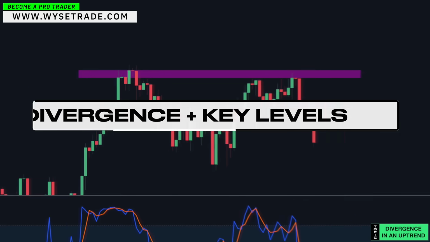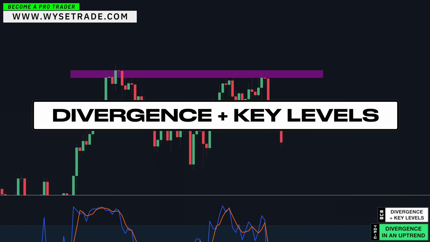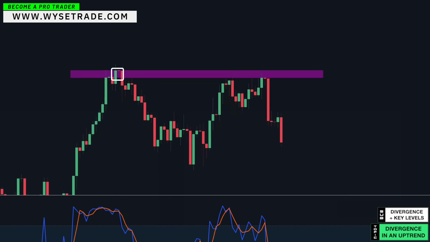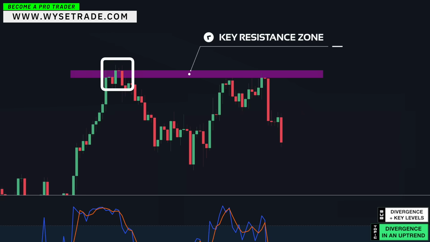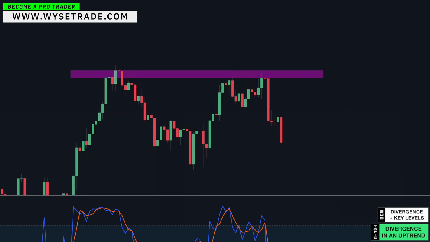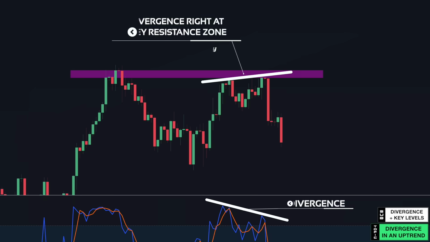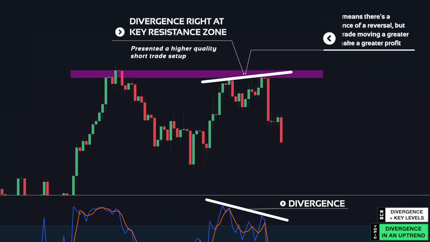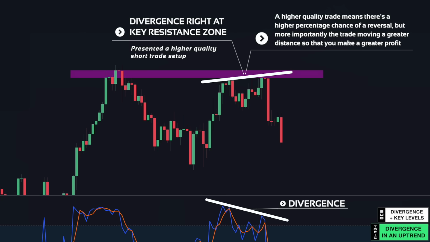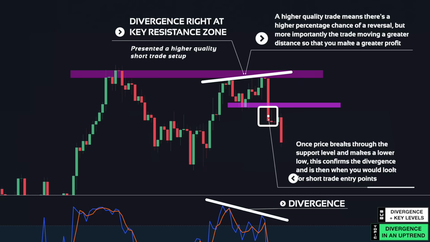Let's now combine divergence with key levels for higher quality reversal trade setups. This reversal point gives you a key resistance zone. As price comes back up, you had a divergence form right at the key resistance zone, which presented a high quality short trade setup. Higher quality means there's a higher percentage chance of price reversing, but more importantly, moving a greater distance so that you make a larger profit. This reversal point here creates a support level, and once price breaks through the support level and makes a lower low, this confirms the divergence, and is then when you would look for short trade entries.